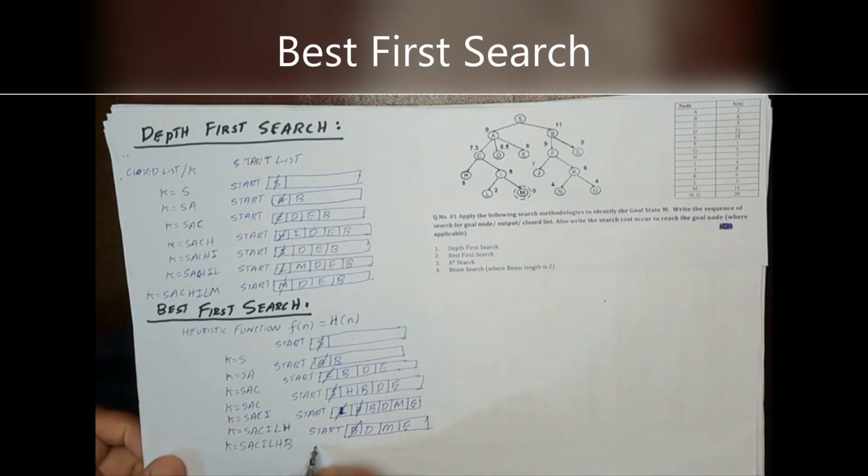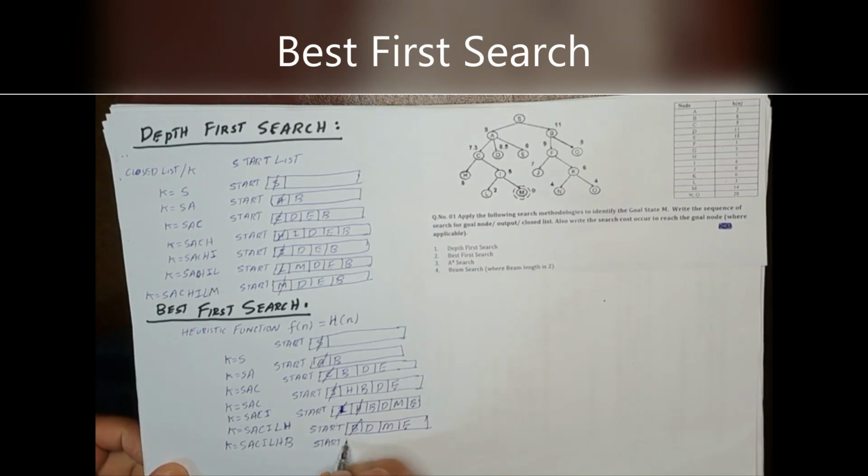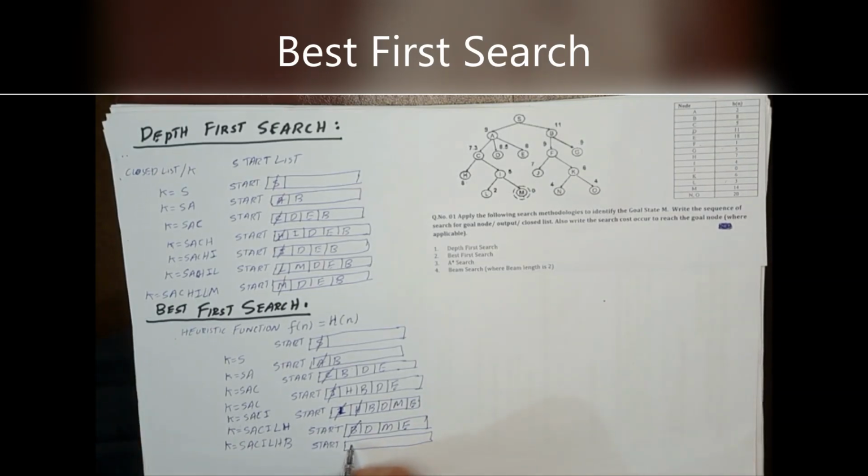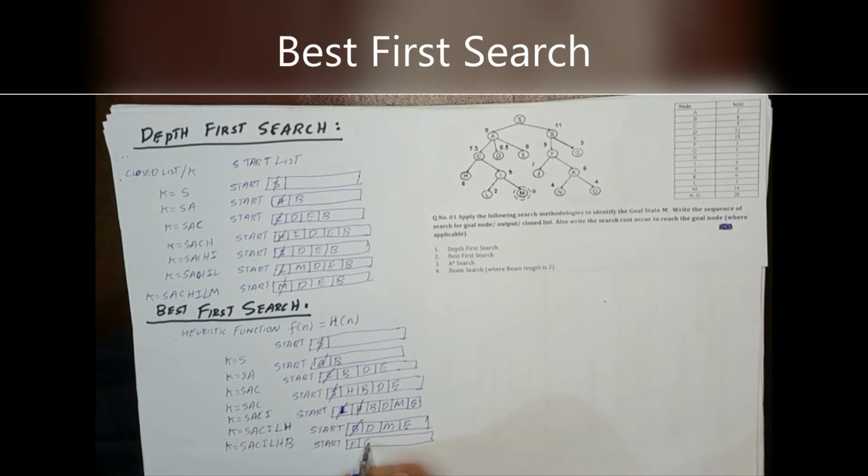So the start list will have the new node sequence: F, G, D, M and E.